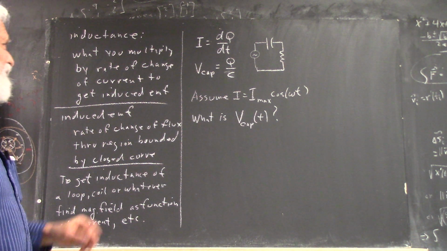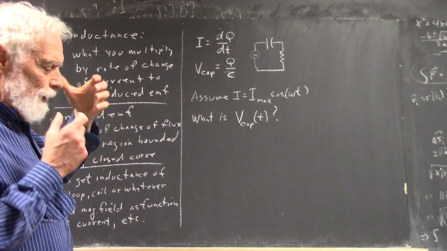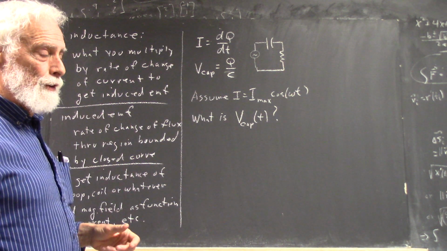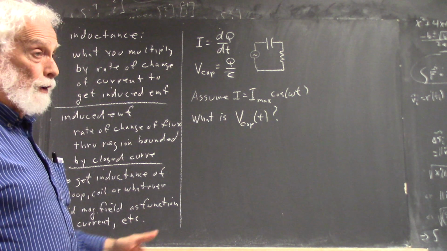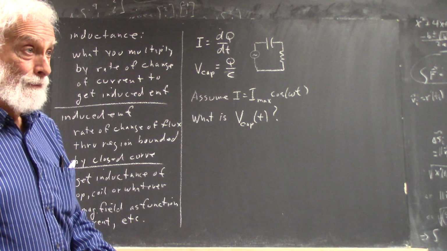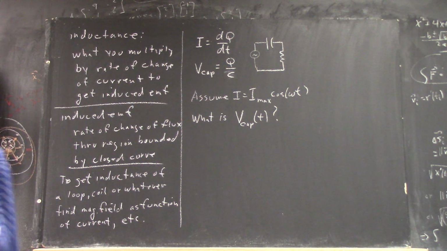Okay? And you know it because the magnetic field is going to be some multiple of the current. So the rate of change of the magnetic field is going to be the same multiple of the rate of change of the current, which is inductance. Okay? So you need to put that together.